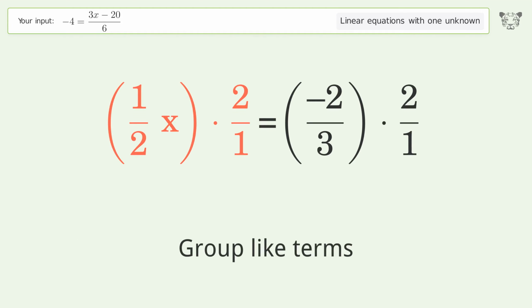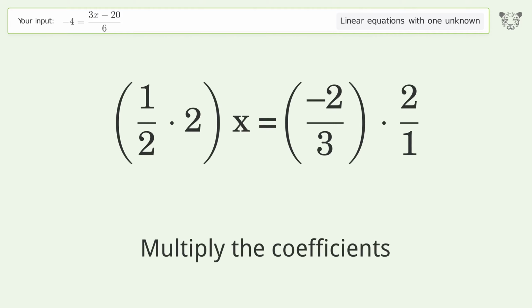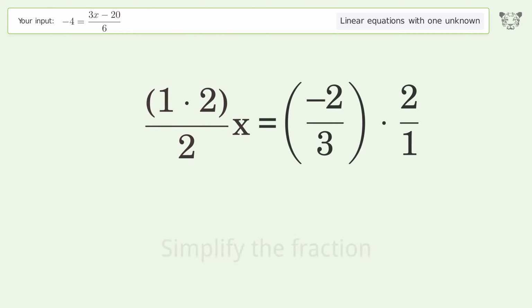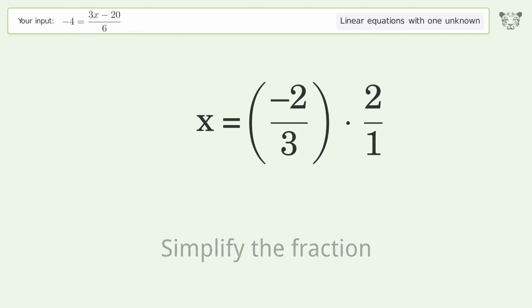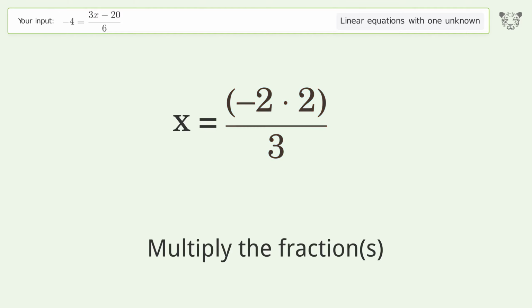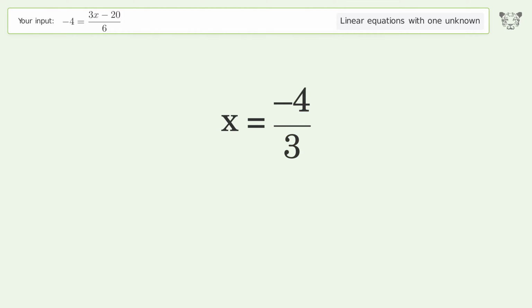Group like terms. Multiply the coefficients. Simplify the fraction. Multiply the fractions. Simplify the arithmetic. And so the final result is x equals -4/3.